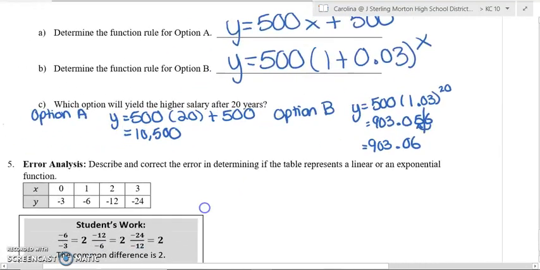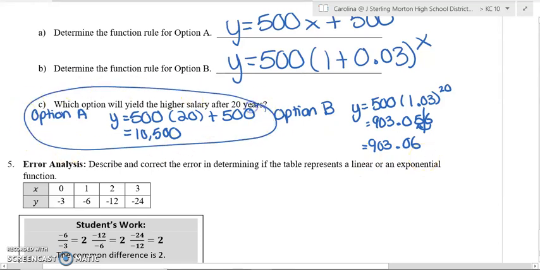Okay. So again, we still have to choose which one gives us the higher salary in 20 years. For option A, we got $10,500. For option B, we got $903.06. So again, which one gave you the higher salary? Option A would be your answer. So again, it's not always going to be the exponential. So don't assume that the exponential would always have the higher salary.